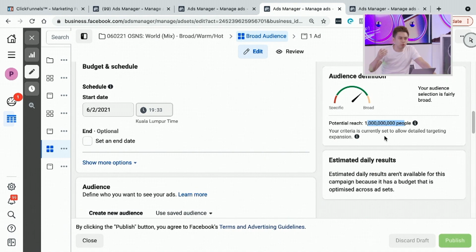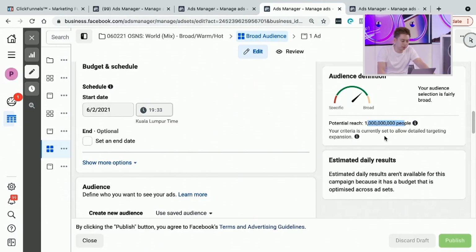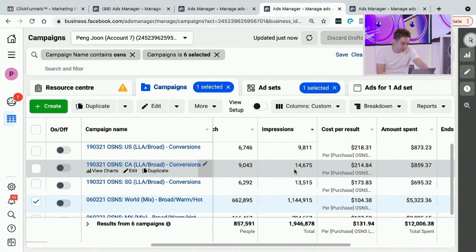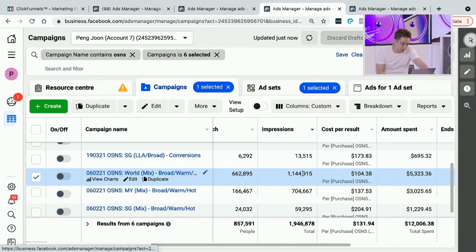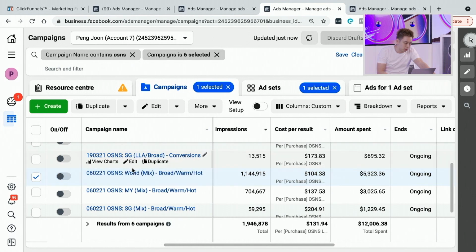So in most cases, from a logical perspective, it sounds like this campaign should be bleeding money, right? Because how is it possible that this campaign can still be profitable? Well, here's what happens. If I were to close this and go back out and show you some numbers, so this was the worldwide audience. We spent about $5,000, and for every dollar we're spending, we're getting about $7 return.